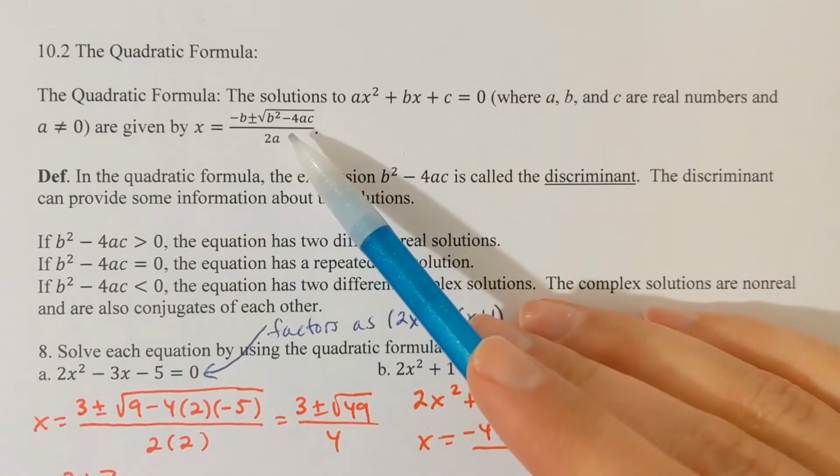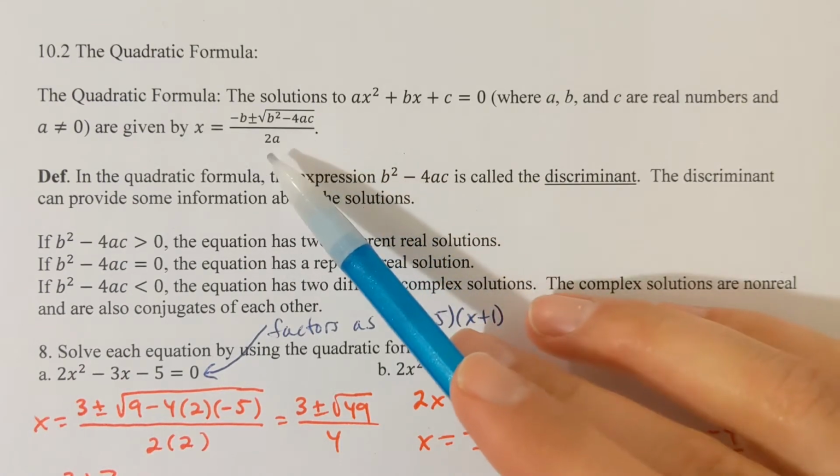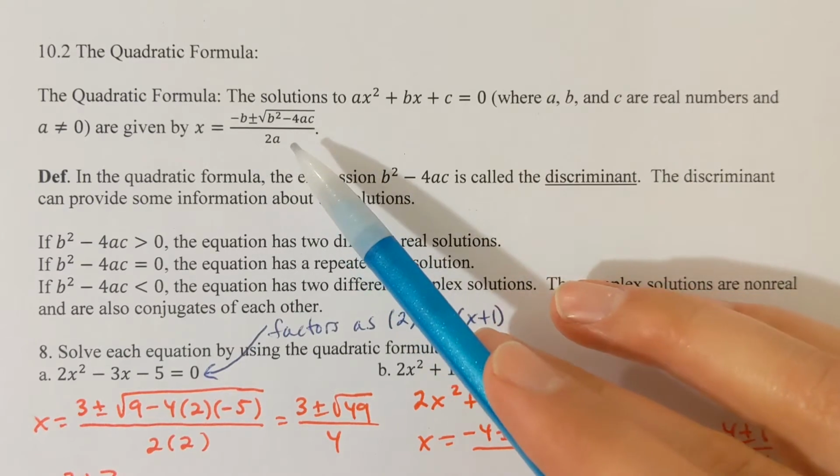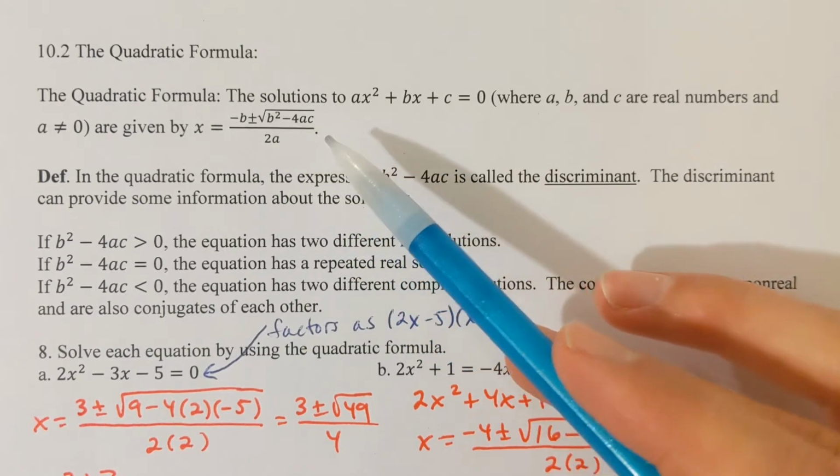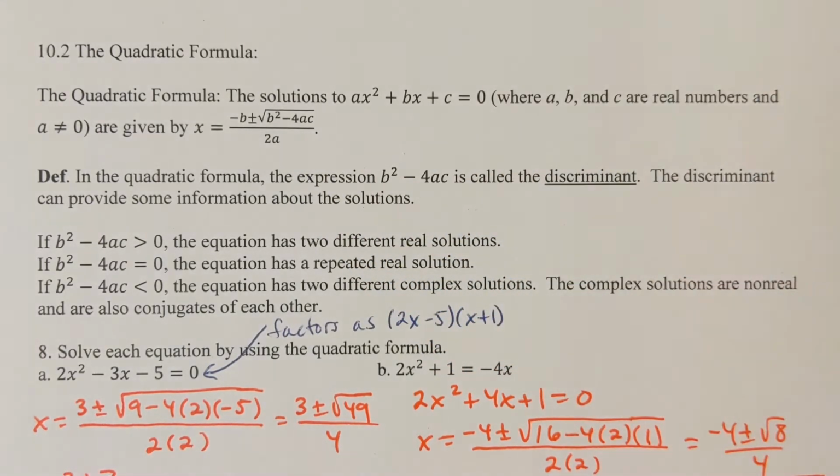Okay? The quadratic formula states that the solutions to any quadratic equation are given by x equals the opposite of b plus or minus the square root of b squared minus 4 times a times c all over 2 times a. That's a formula that you'll want to have memorized. Okay, it's going to come up all over the place, and it's just worth knowing.